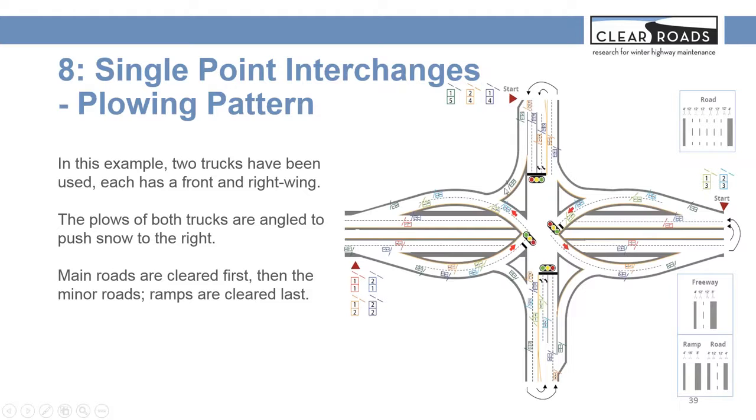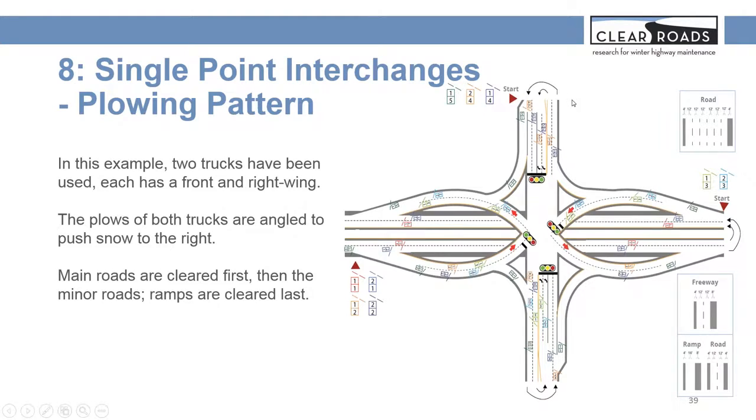Use both front and right wing. Stay to the right and turn around again to clear the right shoulder, and then this split right off ramp. Okay, merge into the minor road and turn around again to clear the on ramp here. Similarly, they will turn around to clear this off ramp, and then they will finish all the passes.